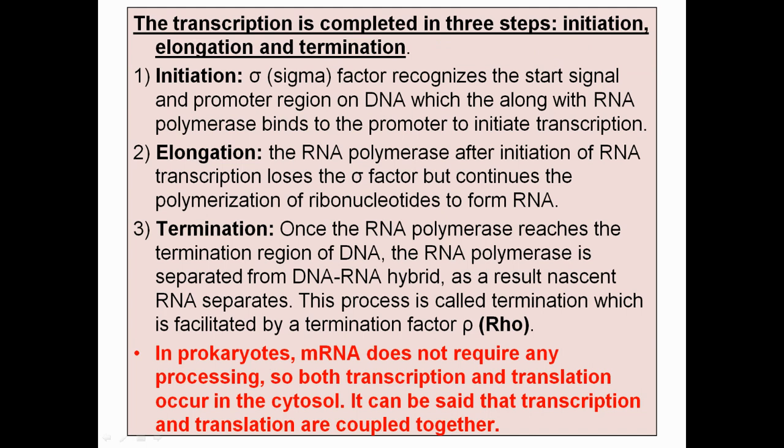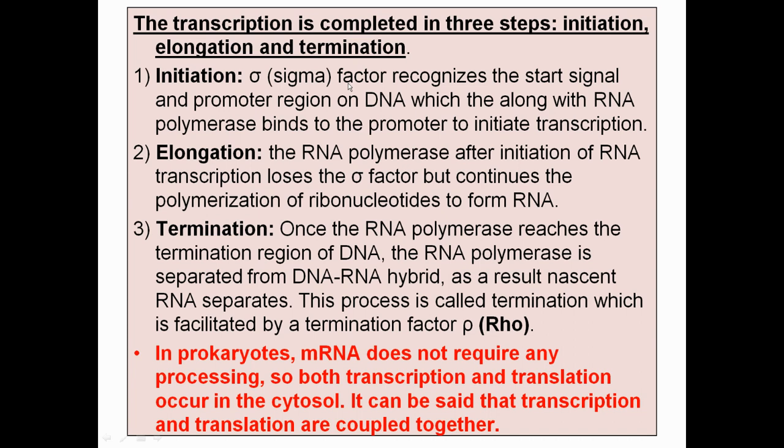The transcription in prokaryotes is completed in three steps. These are initiation, elongation, and termination. Sigma factor recognizes the start signal and promoter region on the DNA, that is towards the 5' end, and along with RNA polymerase binds to the promoter to initiate the whole process. So sigma factor is the kind of factor which demarcates the site for the promoter and ultimately leads to the binding of DNA dependent RNA polymerase.